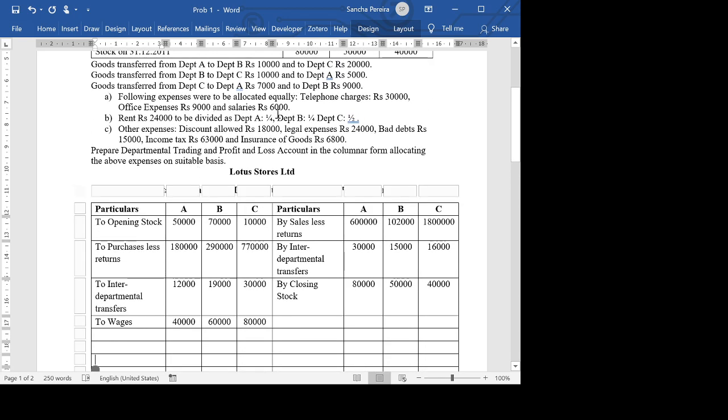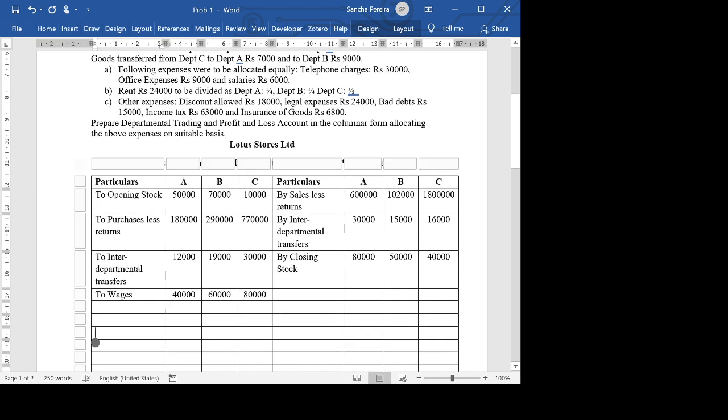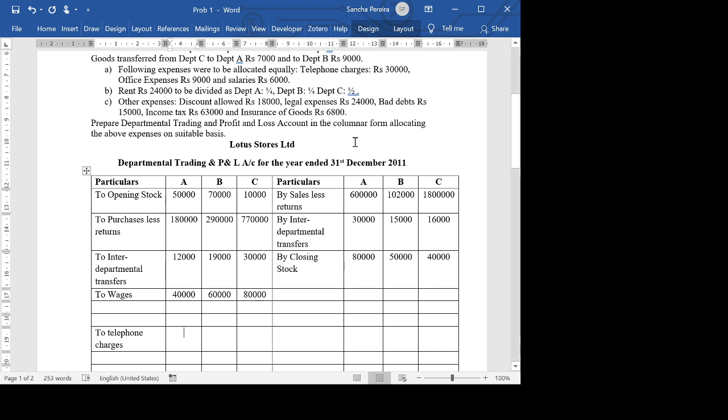Following expenses were to be allocated equally. So we have this now. Telephone charges 30,000. So I'll say to telephone charges 30,000. Now what's the meaning of equally? Equally will be 1 is to 1 is to 1. So if I have to divide 30 between the 3, it will be 10, 10 and 10.